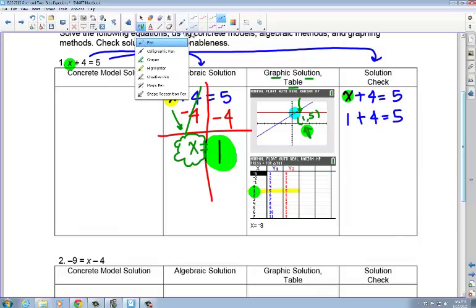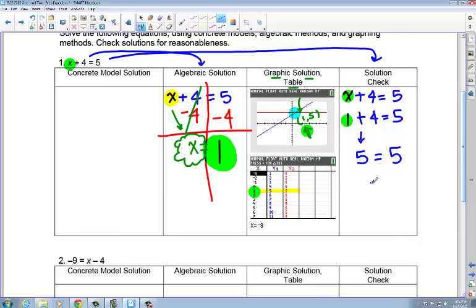Now where did that 1 come from? That's our solution that we're checking to see if it's correct. 1 plus 4 is 5. And 5 does happen to equal 5. Therefore, our answer is correct.